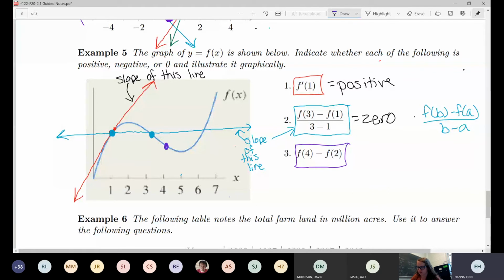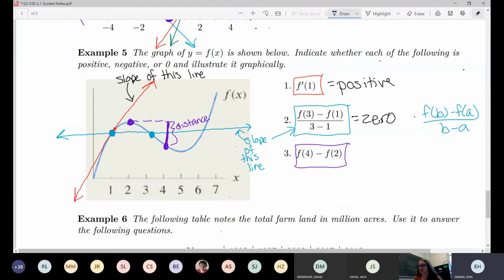Well, here's f of 4, and here's f of 2. So if I think about the distances between these two, this value of f of 4 minus f of 2 is going to be essentially this distance here. Maybe I'll just say distance.